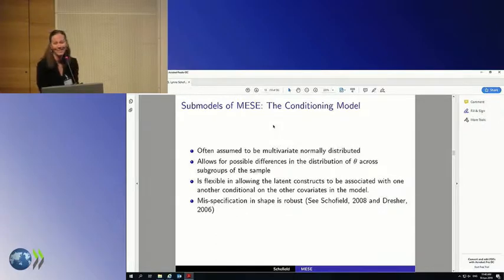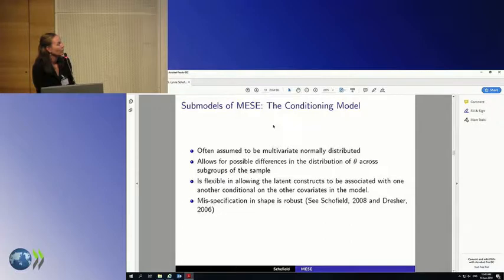Okay, so now on to this conditioning model. I'm going to spend a little bit of time talking about this. So most often, this is assumed to be somehow multivariate normally distributed, especially depending on the number of thetas that you have within your model. We are allowing for possible differences in the subgroups within the distribution of theta, so that people in different groups can have different theta distributions.